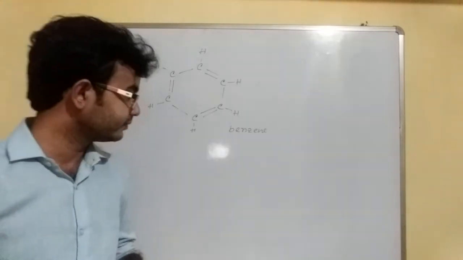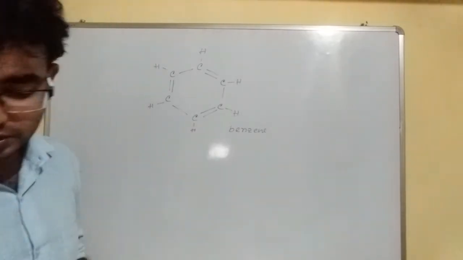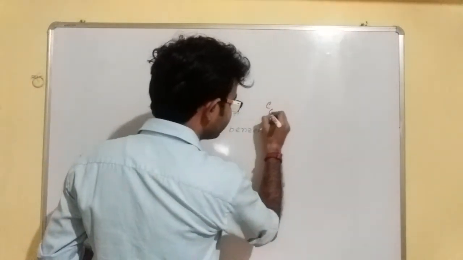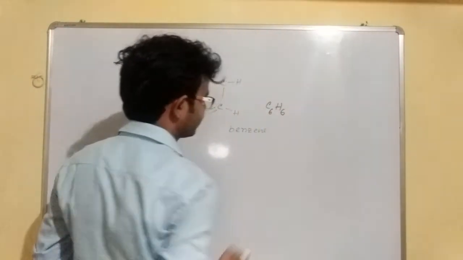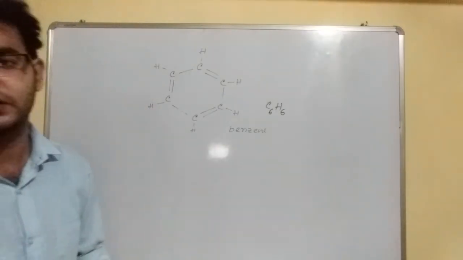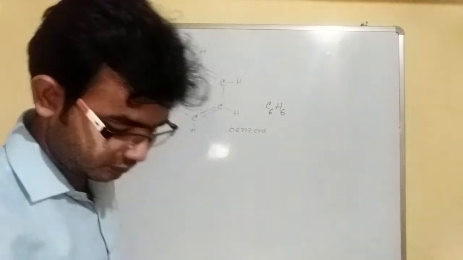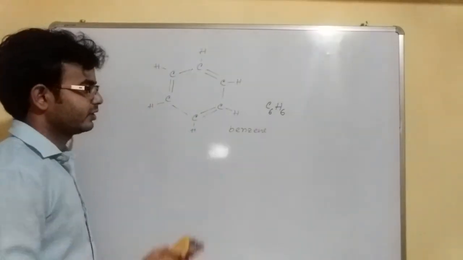So remember this. Just try to remember the name of this compound, having the formula C6H6. Okay. Ready? Proceed to the next.